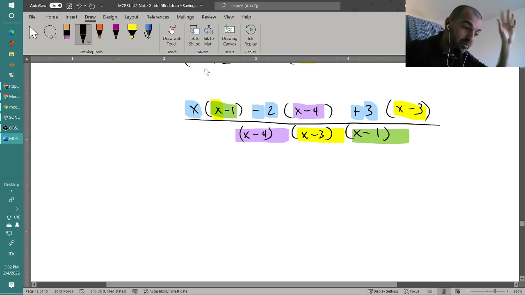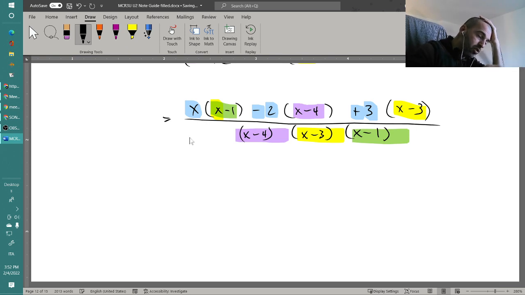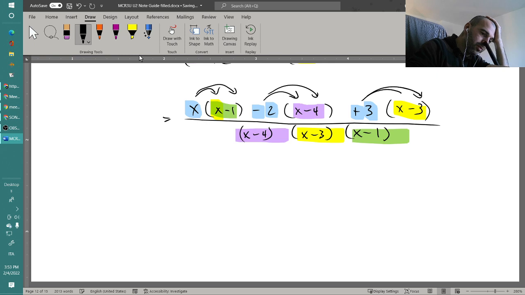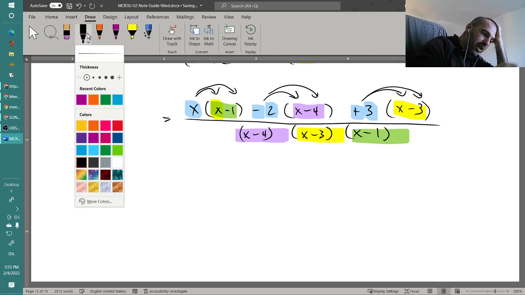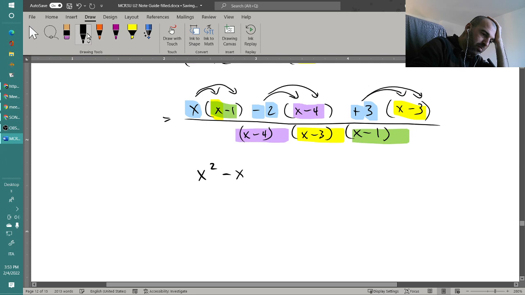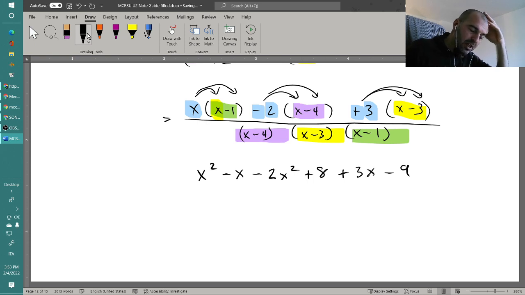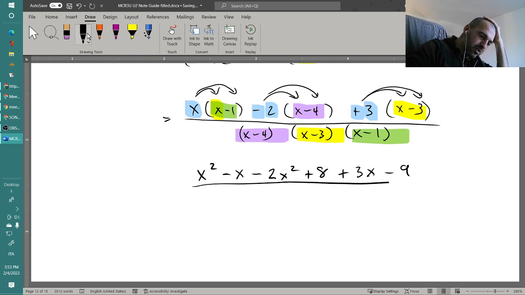now we're simplifying. But again, at this stage in the game, you've effectively completed getting the common denominator. So now we're going to distribute, and distribute, and distribute. And there, it's just going to be x squared minus x minus 2x squared plus 8 plus 3x minus 9. I just distributed those guys.